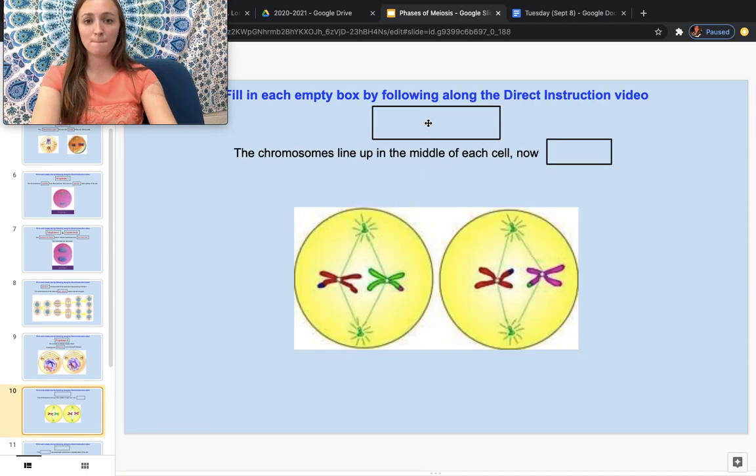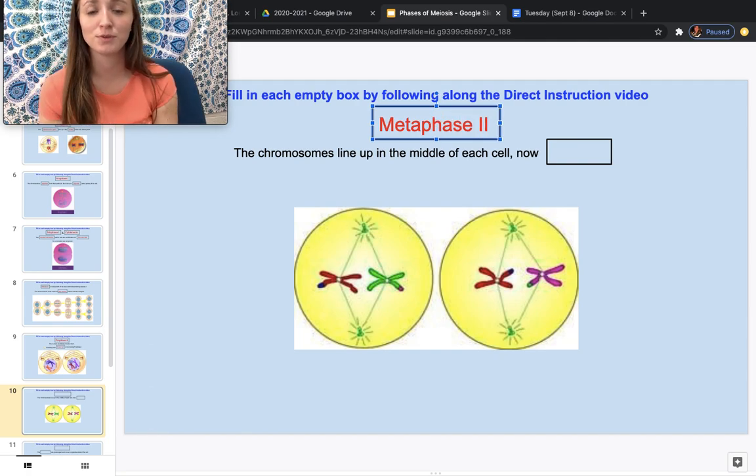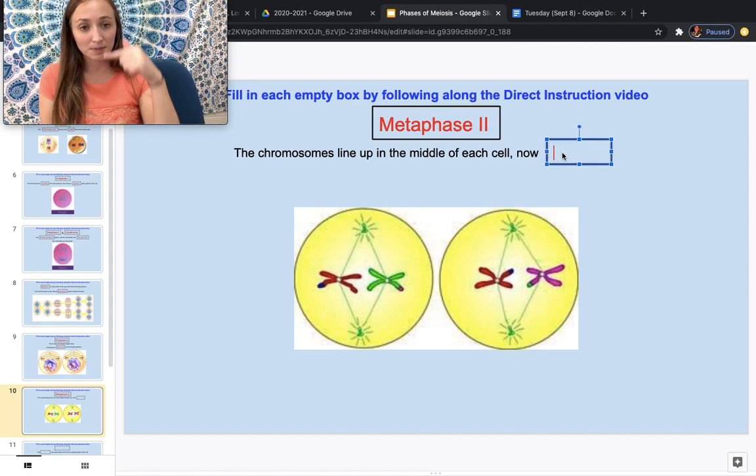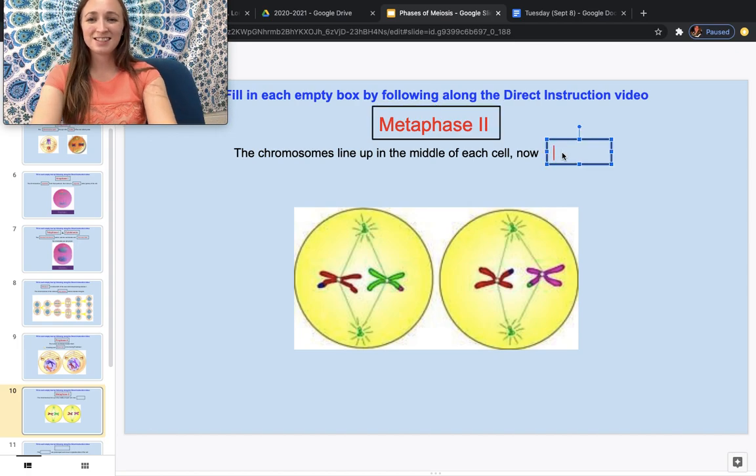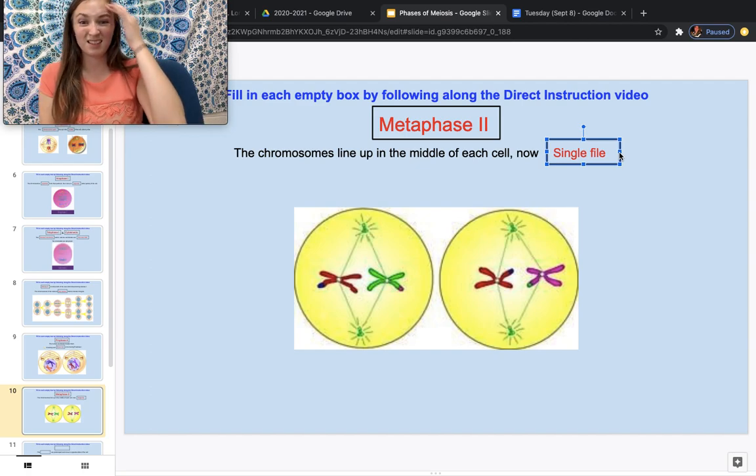Next in PMAT is metaphase. So we have metaphase 2, because we're in meiosis 2. Then the chromosomes line up in the middle, again, because M stands for middle. But now, since they're not paired up, they are single file. So they are not 2 by 2 anymore, because they don't have a pair to even line up with. They just stand alone in a line.